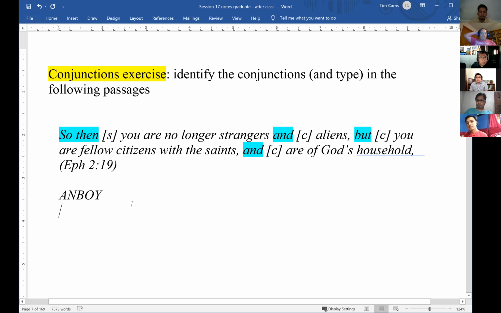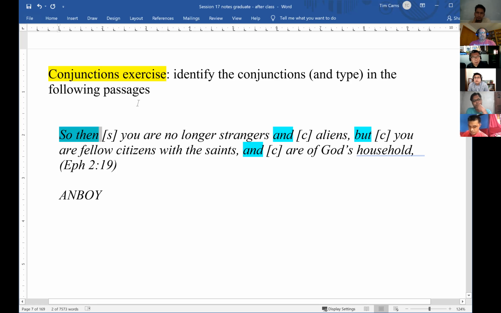Now, let's say that you weren't sure. You go, okay, I got and boy. I see this and, I see this but, I see this and. Now, so then, I can't remember. Is that a conjunction? Is it a preposition? What is it? I don't remember. Here's something that can help you. What follows this so then? Tabs, what follows so then here?